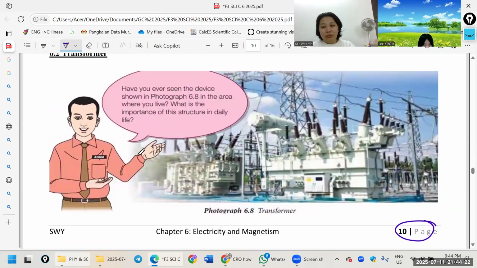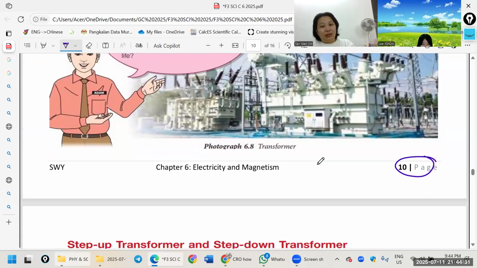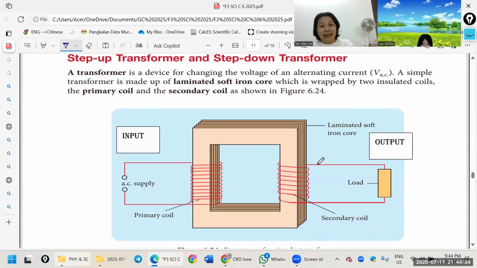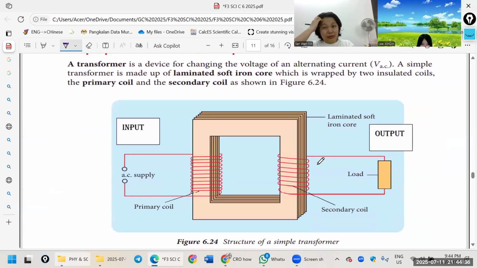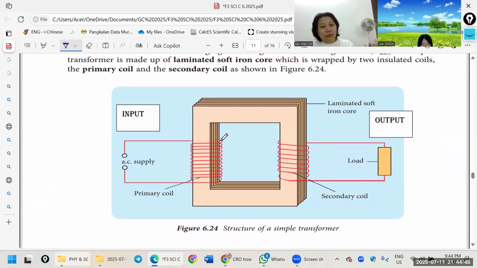Okay, so one more minute. This is a transformer. Theoretically, the transformer has the input on the left and the output on the right. Here we have the primary coil and here the secondary coil. This is the AC supply and this is the load. So the input is always AC, and the output is also always AC.